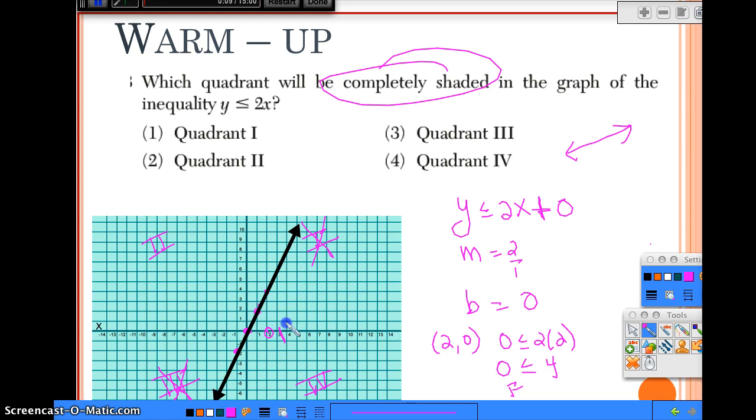So this side that I picked my point on is false, which means this side is true, which means I shade everything from this line all the way across the true side. So which side, or which quadrant is fully shaded? It would be quadrant number 2. So that's the answer.